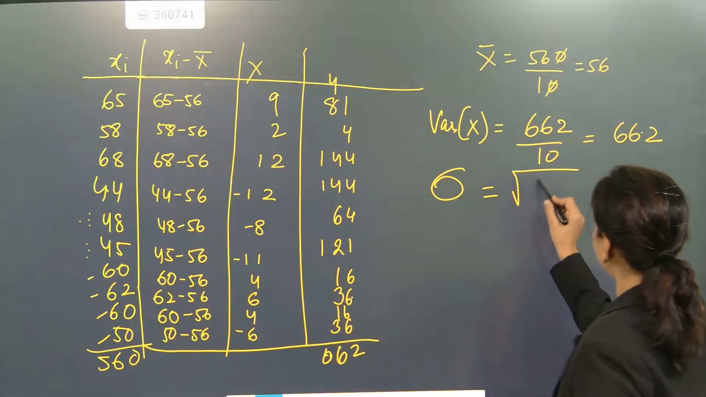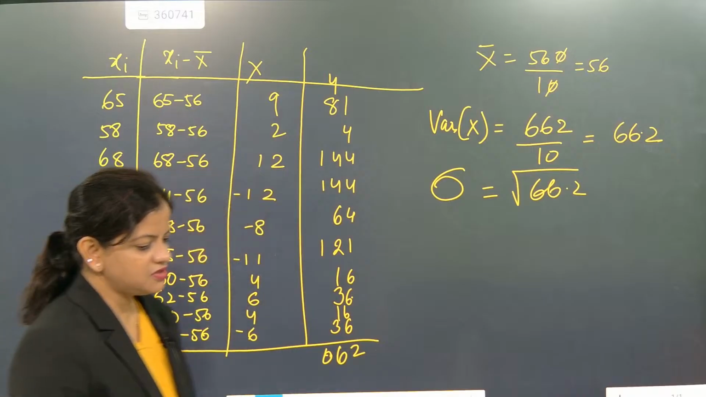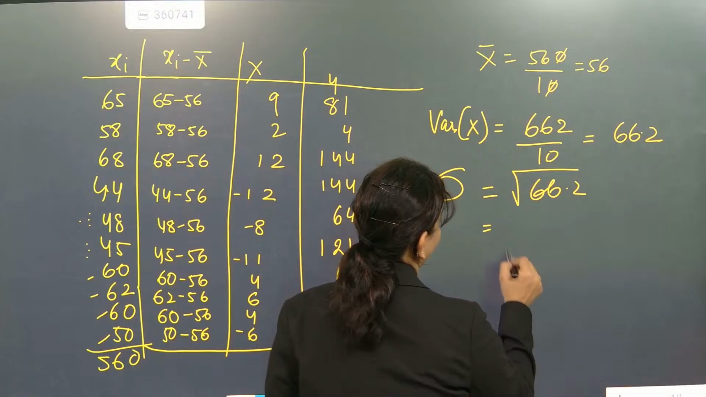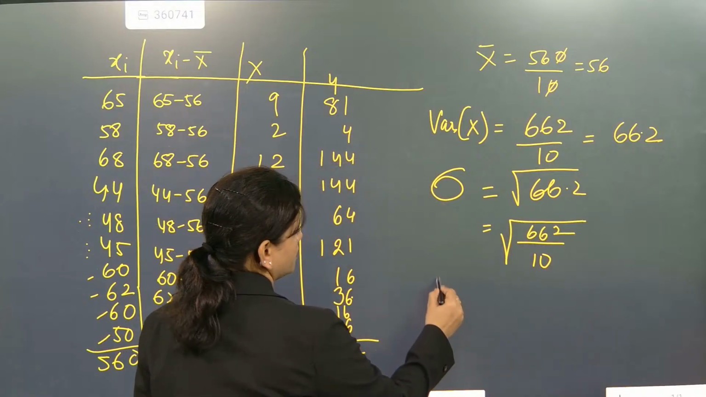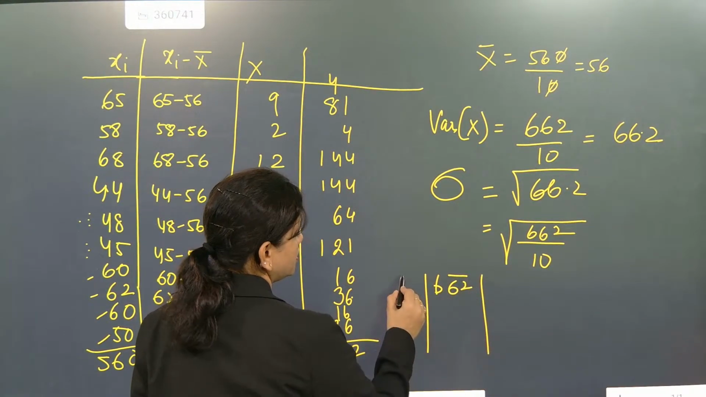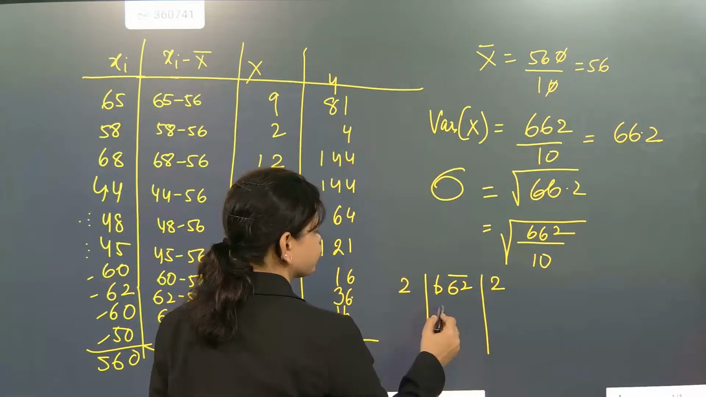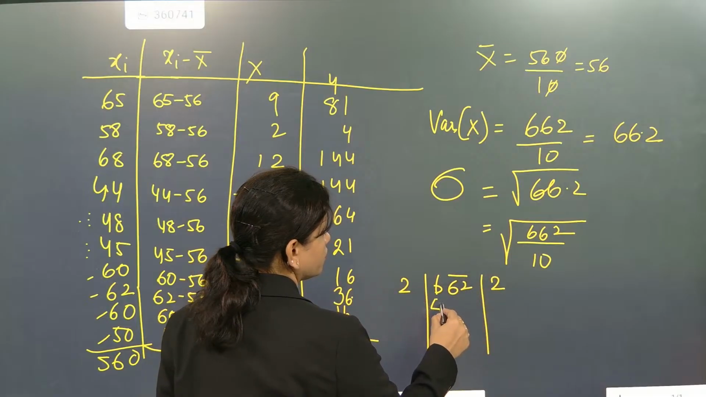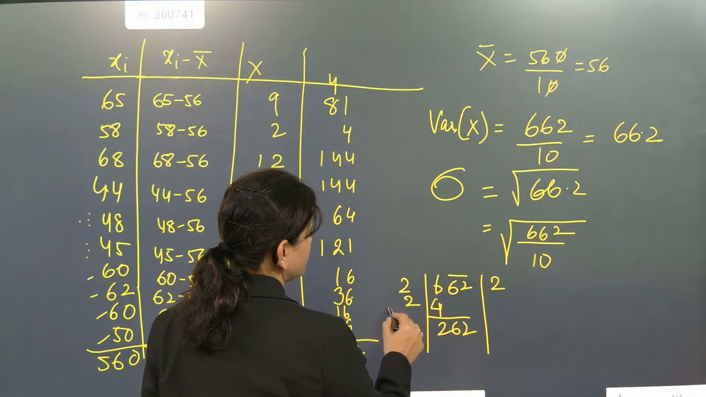Standard deviation is root under 66.2. Now after this you only are going to do. That value is coming how much, beta? We will do one thing. I write this one only, 10 writing 662. Now 662 we will do the square root method. This bar will come here. 2 2s are 4, because the root is there now. Square root and 2 2s are 4. Here 2 6 2 will come.